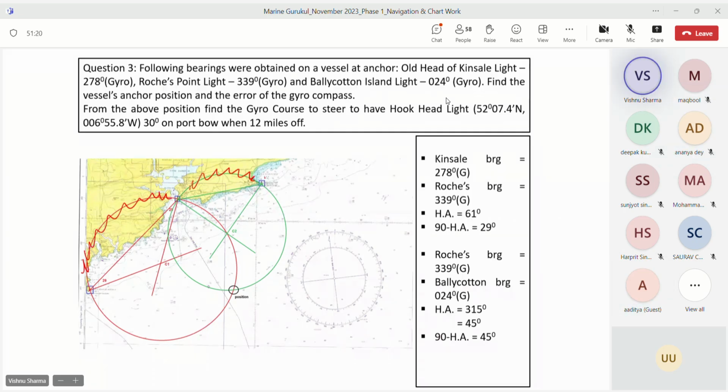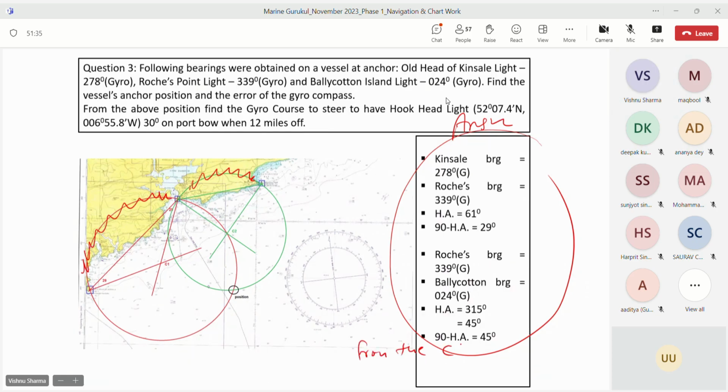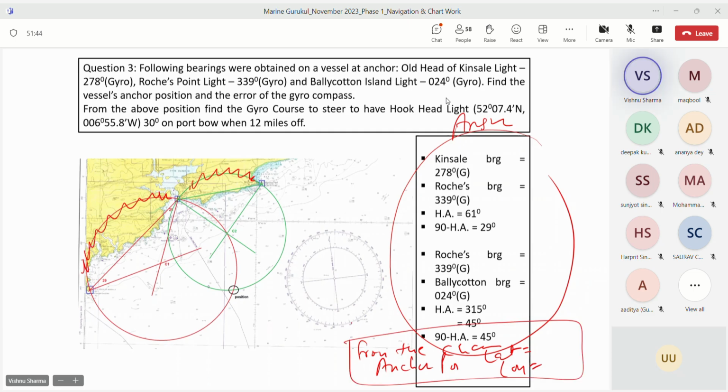Any questions on the use of horizontal angle here? So he says find the anchor position. Now all this was done on the answer sheet. Plot was done here. Now you'll say from the chart, anchor position, latitude so much, longitude so much. Okay, beta? This is on the answer sheet. Yes, sir. And then it says find the error of the gyro.